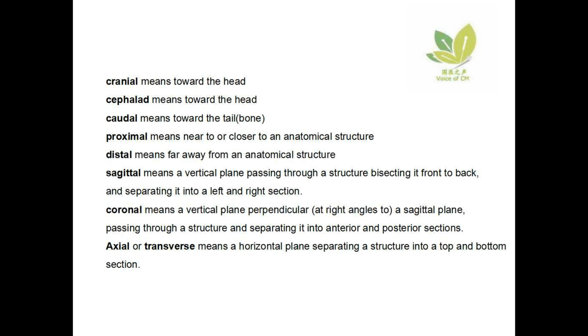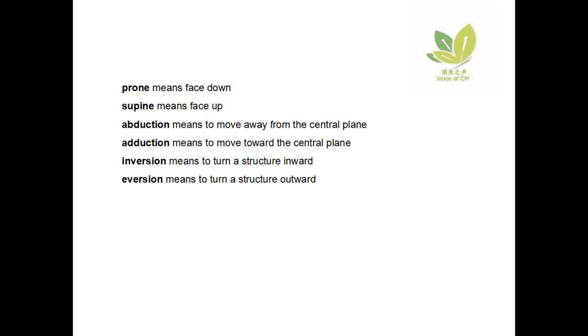Sagittal, as I mentioned earlier for a sagittal plane, is a vertical plane passing through a structure, bisecting it front to back, and separating it into a left and right section. Coronal is a vertical plane which is perpendicular or at right angles to the sagittal plane, and it passes through a structure and separates it into anterior and posterior sections, otherwise known as front and back. Axial or transverse is the horizontal plane which separates a structure into a top and a bottom section.